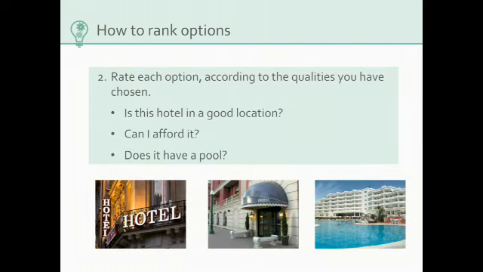Second, you need to evaluate each option according to the qualities you have chosen. As you look at each option, ask yourself the questions related to the qualities you've identified, like, does it have a pool? And what do the reviews of value for money look like? If you're considering several qualities and several options, you might want to make a numbered system to help you remember your opinions. For example, if a hotel has a pool, is clean, has fancy coffee makers in the rooms, and is affordable, but isn't right downtown, you might give it a score of 4 out of 5.